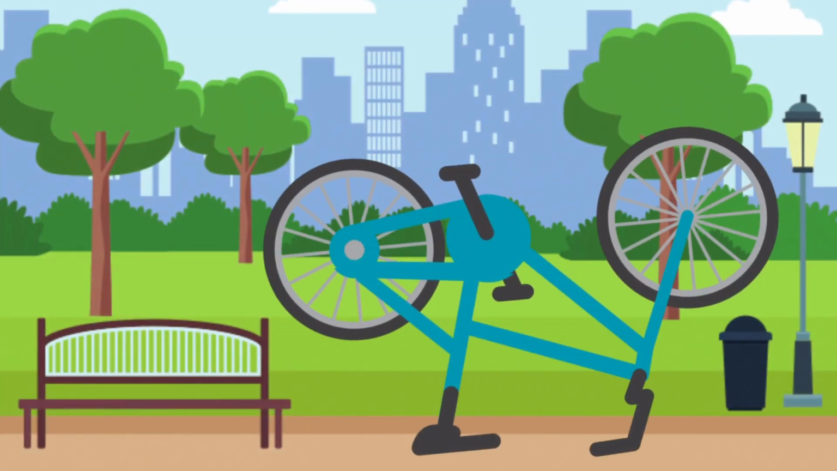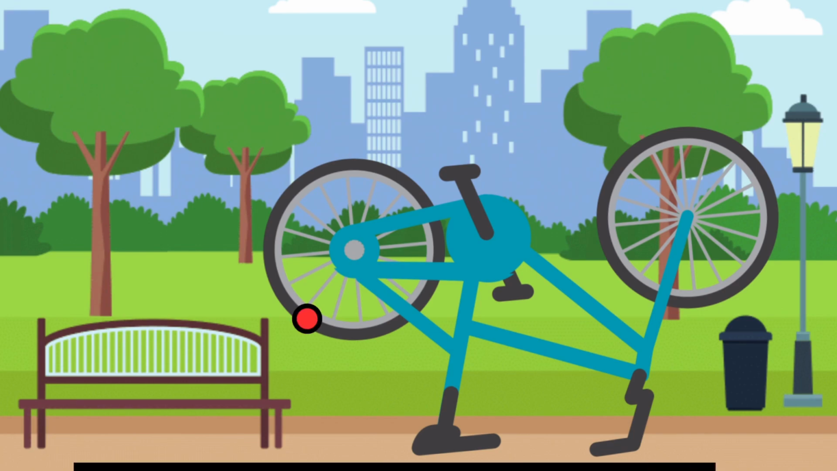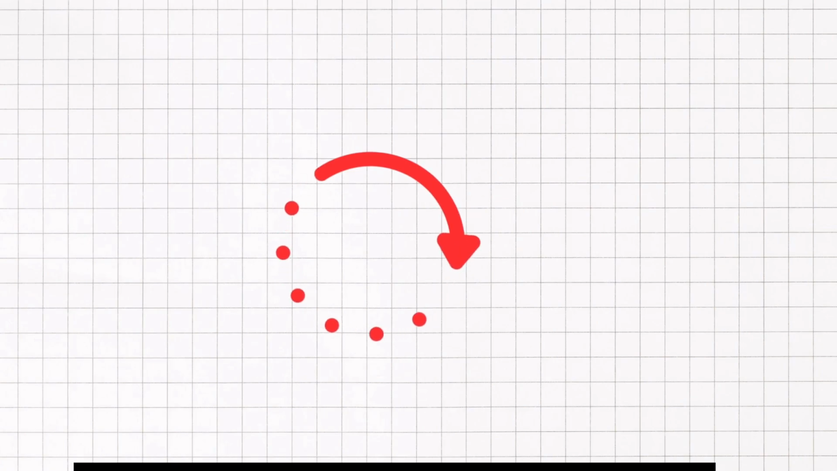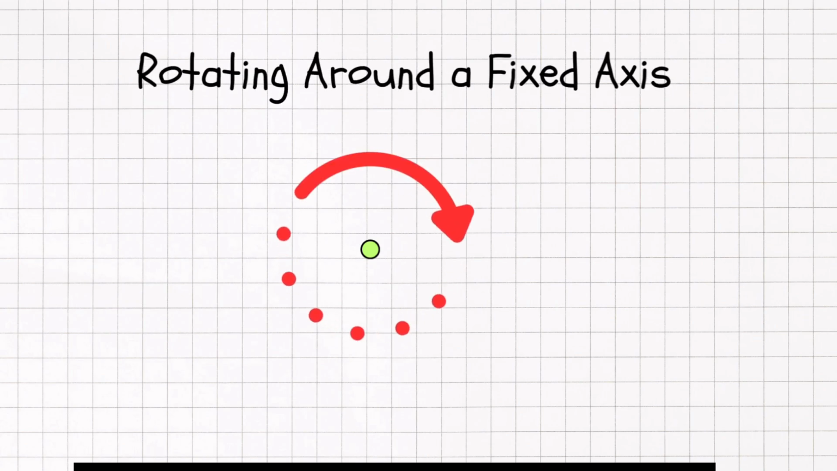Next, let's look at a cyclist who turns their bicycle upside down. When the wheel spins freely in the air, a point on the rim, like point B, moves in a perfect circle relative to the ground. The axis of the wheel doesn't move at all, it stays still. That means the wheel isn't rolling. It's just rotating around a fixed axis.